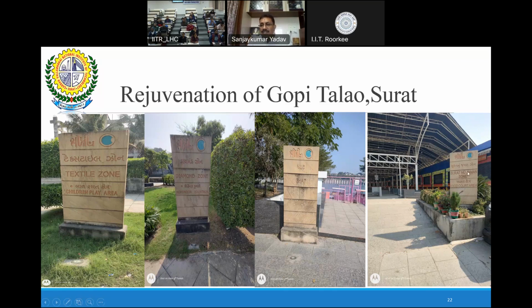Then this is what we call the food court zone, right? There is a proverb which says "Surat nu Jaman and Kashi nu Maran." That means the food of Surat and death at Kashi are considered very auspicious in Hindu dharma. Accordingly, the food court is named the Surat nu Jaman zone, from the very famous proverb, Surat nu Jaman and Kashi nu Maran, right?